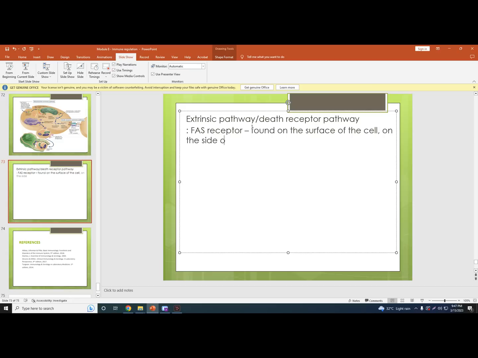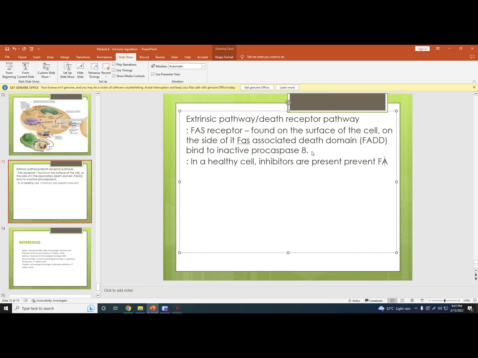Now, on the side of it is where you could find the so-called Fas associated death domain, also known as the FADD, which would bind to inactive procaspase 8. And again, these procaspases are another type of inactivated enzyme that can cause apoptosis. In a healthy cell, inhibitors are present that prevent the Fas receptor from activating procaspase 8.